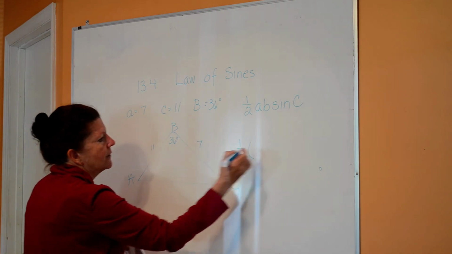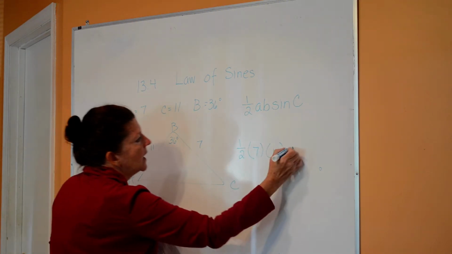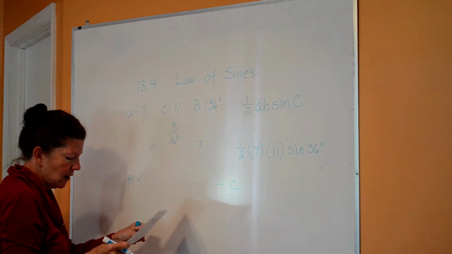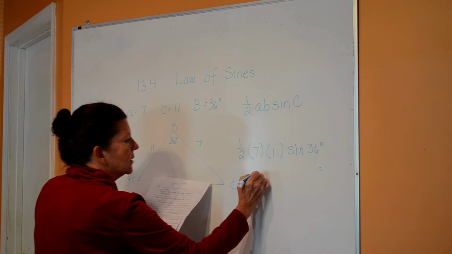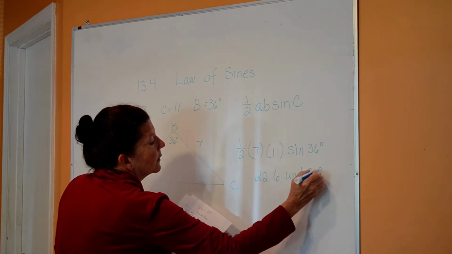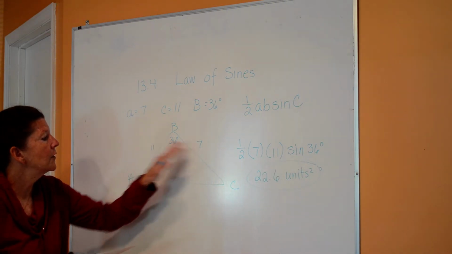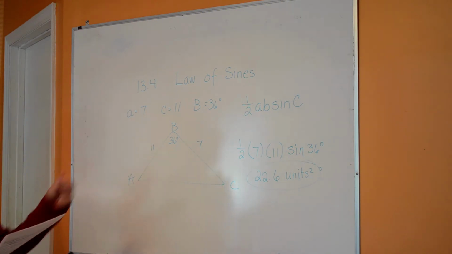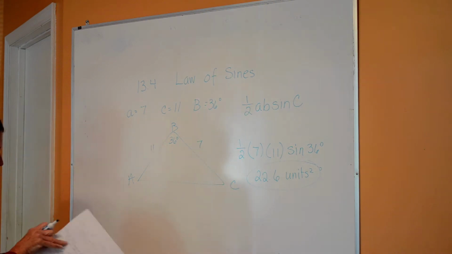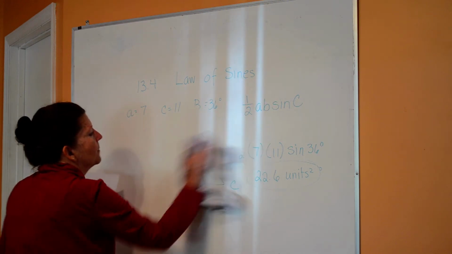1/2 times 7 times 11 times the sine of 36 degrees. When I multiply that all out, it's going to give me 22.6 units squared. It's just a matter of using that formula. So you've got an angle and you've got to know the sides on both sides of it, and you can find the area that way. Remember, you're finding the space within the area of that triangle. All right, I'm going to have you try one, pause the video, and then come back.